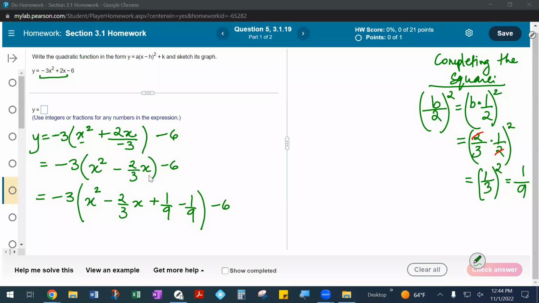Now, when we talked about completing the square back with circles, we were adding that 1/9 to both sides of our equation. But since we cannot add anything to the left-hand side alone, you're adding and subtracting at the same time. Now, keep in mind, these are the only 3 terms we need for completing the square. So you're going to take that -1/9, multiply it with the -3, and then bring it outside and pair it with that -6.